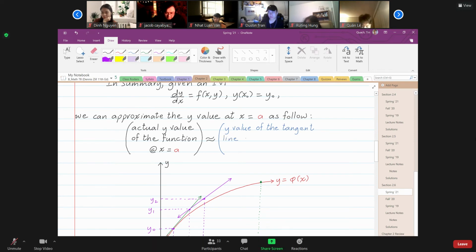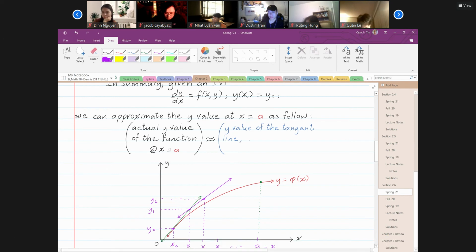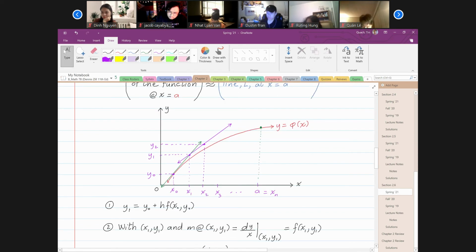We call it L, the line at x equals a. Okay, so that's how you approximate. So the question is, how do you improve your approximation? So this is how we do it.